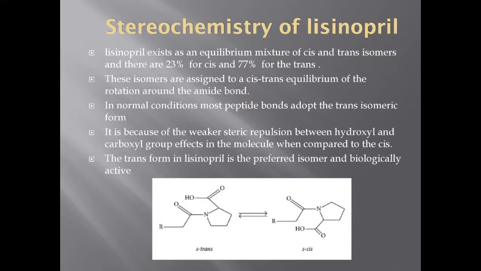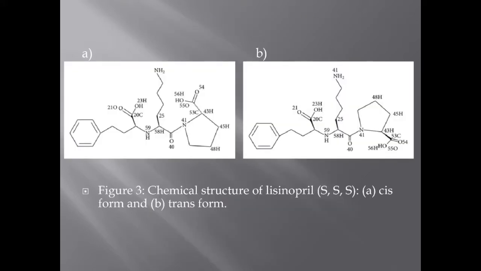In normal conditions, most peptide bonds adopt the trans isomeric form. It is because of the weaker steric repulsion between the hydroxyl group and the carboxyl group in the molecule when compared to the cis. The trans isomer in lisinopril is the most preferred and biologically active isomer. As you can see in this slide, it shows generally the transformation between the trans isomer and cis isomer. Move on to the next slide.